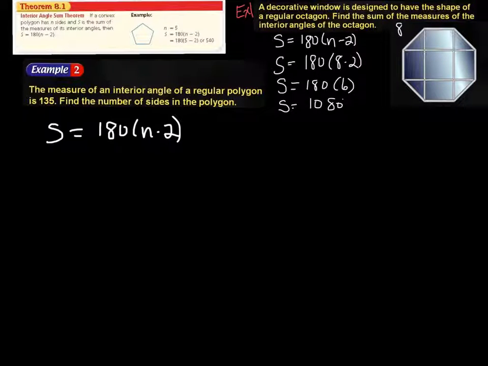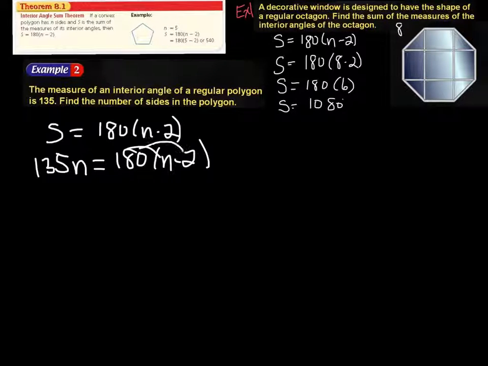And now we're going to work the opposite direction. The measure of an interior angle of a regular polygon is 135 degrees. Find the number of sides of the polygon. So we know the sum formula. So if I knew one angle is 135, if only I knew how many angles there were, I'd get the sum of all the angles. So I'm going to have to solve for n.